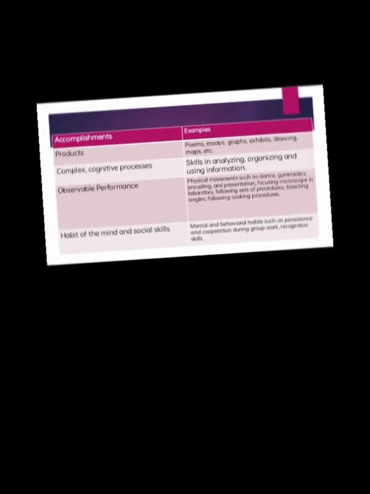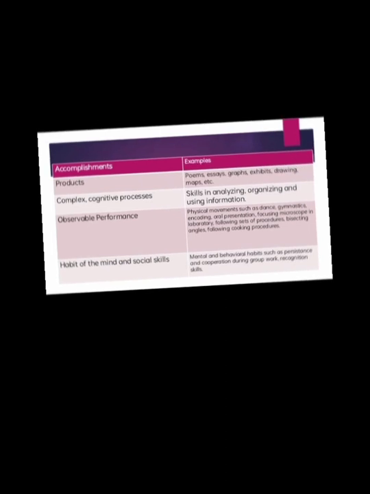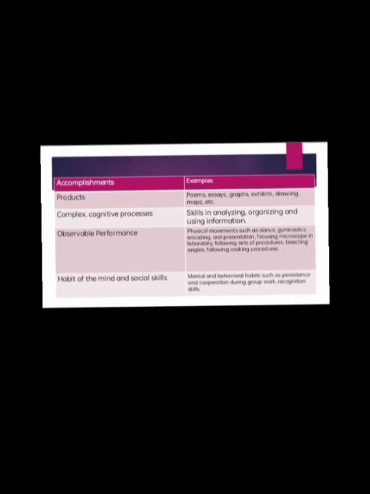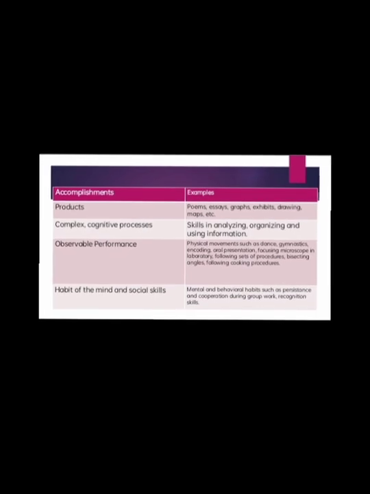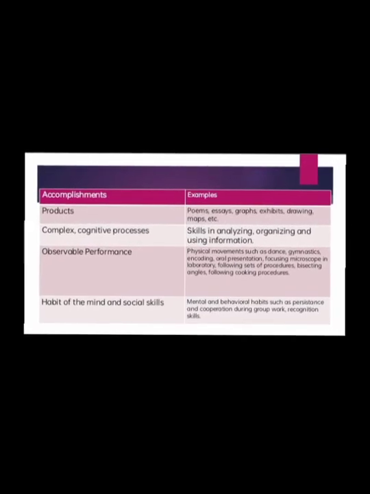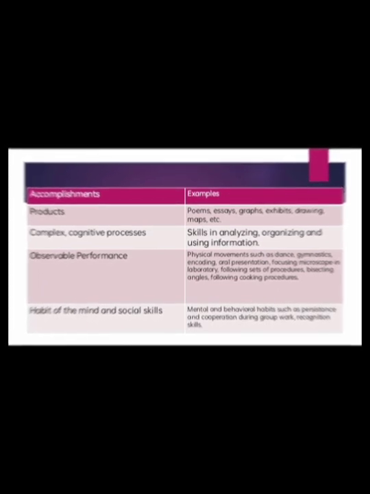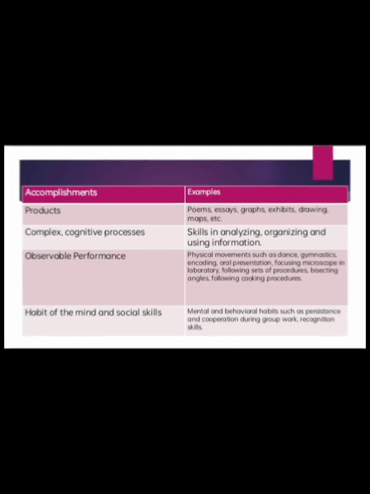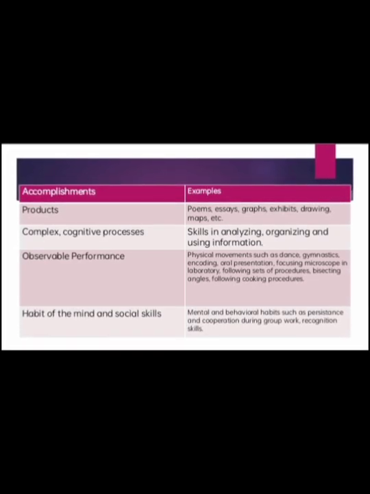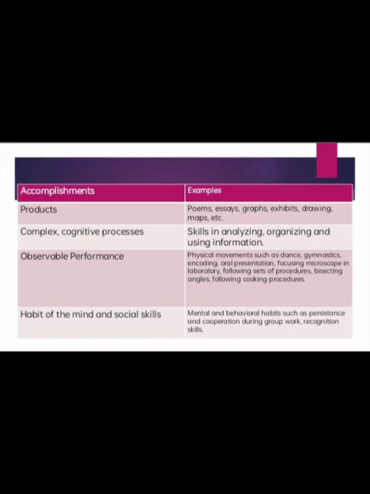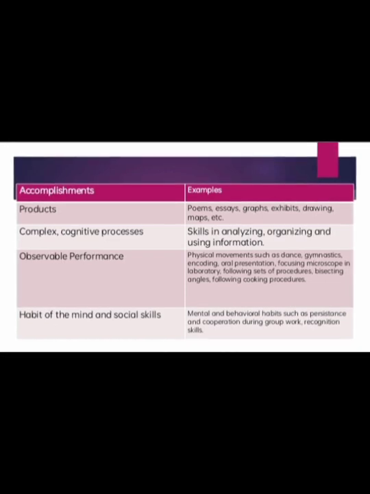There are accomplishments of performance-based assessment and its examples. Under accomplishments, there are four, namely products, complex cognitive processes, observable performance, and habits of the mind and social skills. Examples of products are poems, essays, graphs, exhibits, drawings, maps, and etc. In complex cognitive processes, there are skills in analyzing, organizing, and using information.